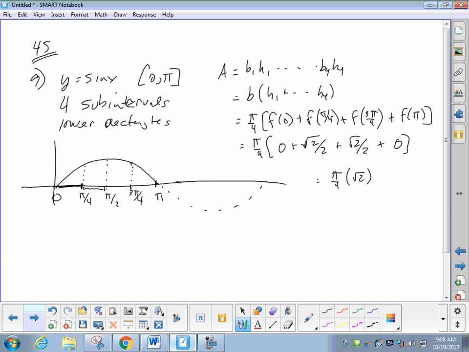So we get something like pi root 2 over 4. Those obviously don't cancel because we're in roots, so that's as good as you're going to get. Does that make sense? Okay. We'll give you more practice on that.